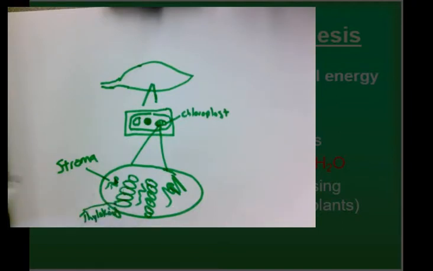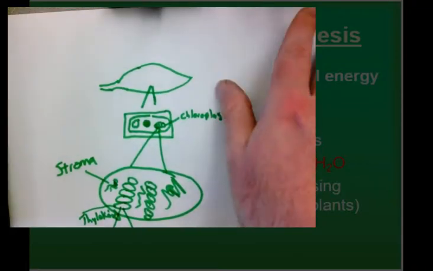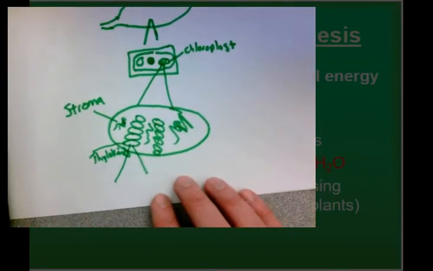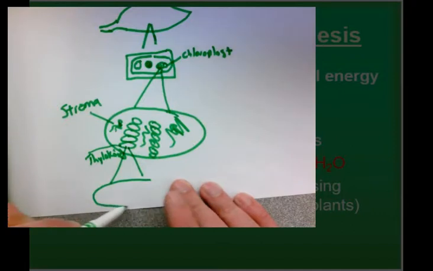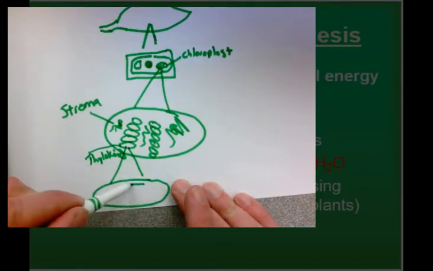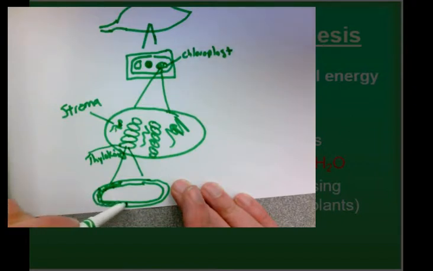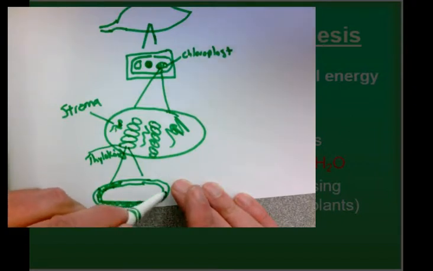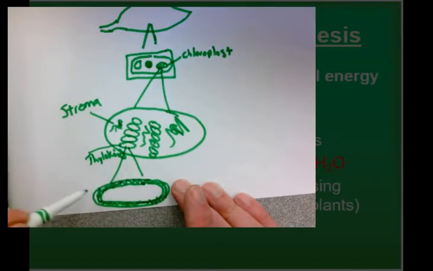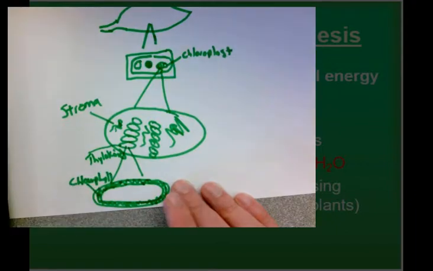Now I'm going to take one of these thylakoid structures and blow it up even more. And if we take a look at a thylakoid, it too has a little membrane on the inside of it. And inside of this membrane is where I find chlorophyll. So chlorophyll is going to hang out inside the membrane of a thylakoid. So this is going to be my chlorophyll. This is where I'm going to find that.